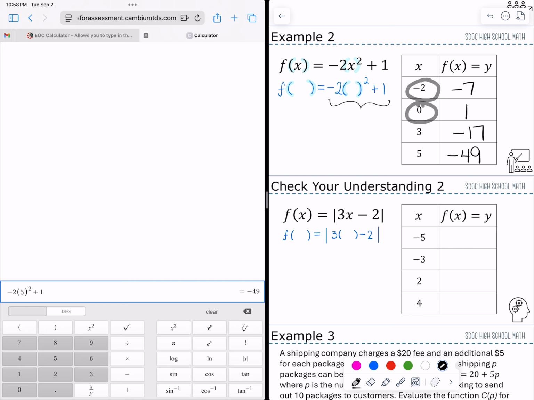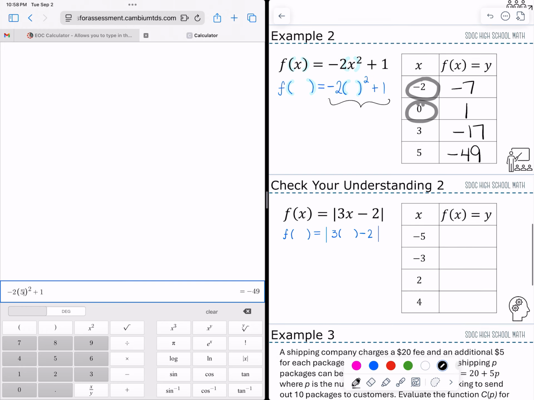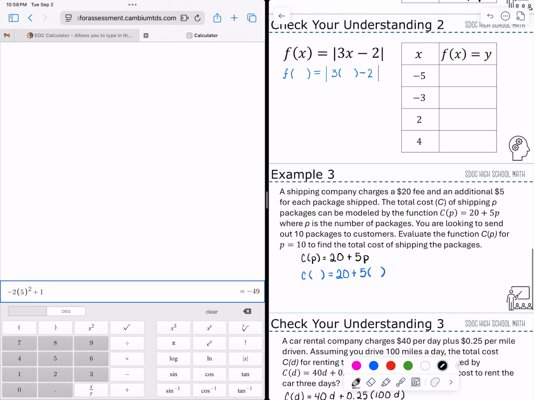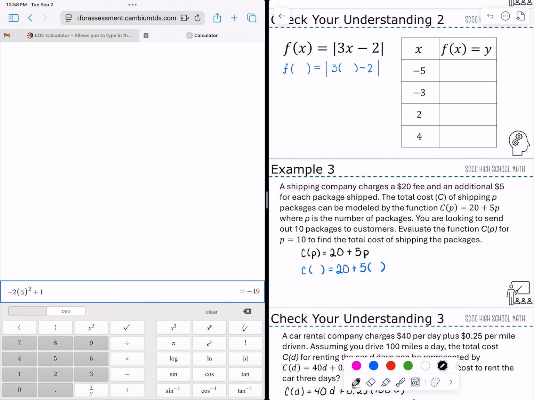All right, so now you've got check your understanding 2. I set up the expression for you, or the equation. So it's f of x is equal to the absolute value of 3 times parentheses minus 2, and then the absolute value bar again. Where is that absolute value bar? The key that you're going to be looking for on the calculator, if we're talking about that absolute value bar, it's going to look like this.